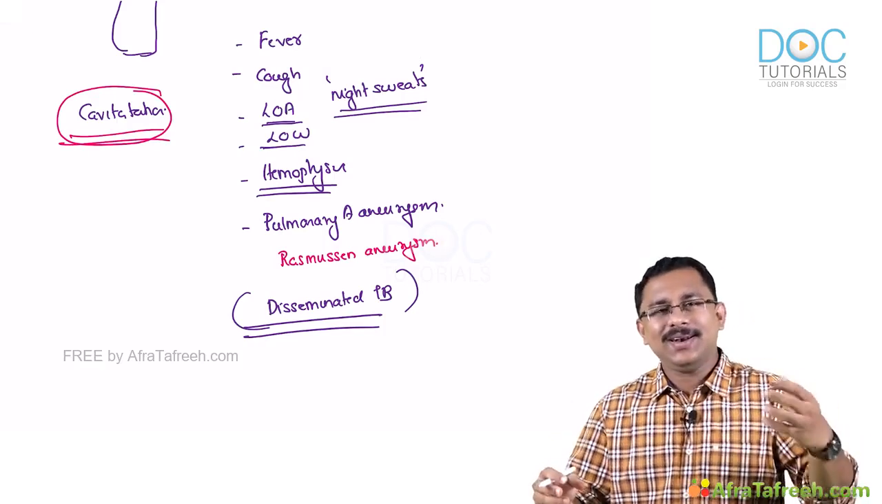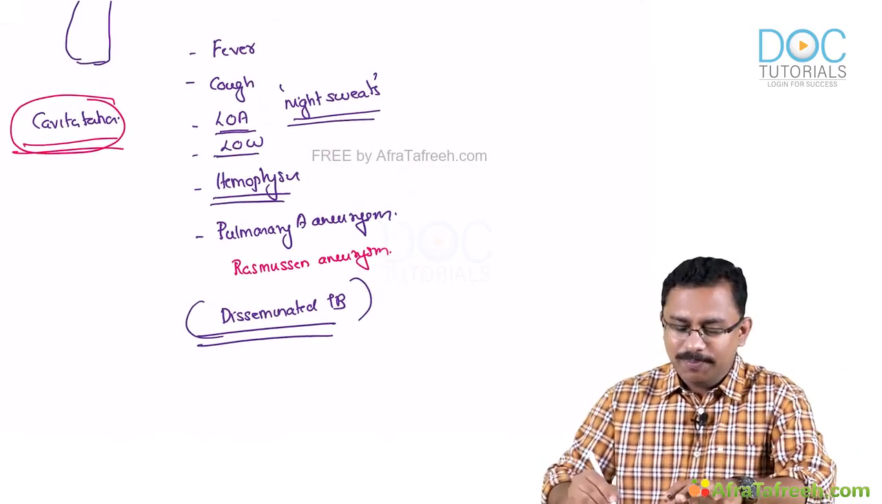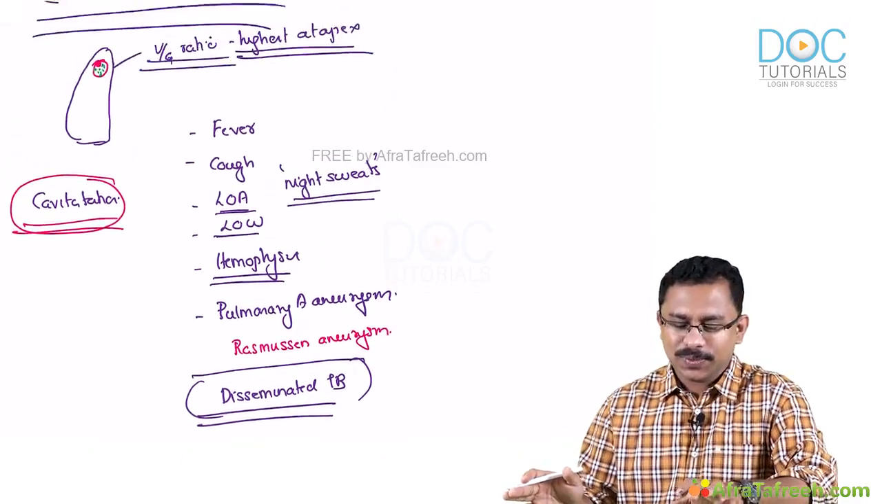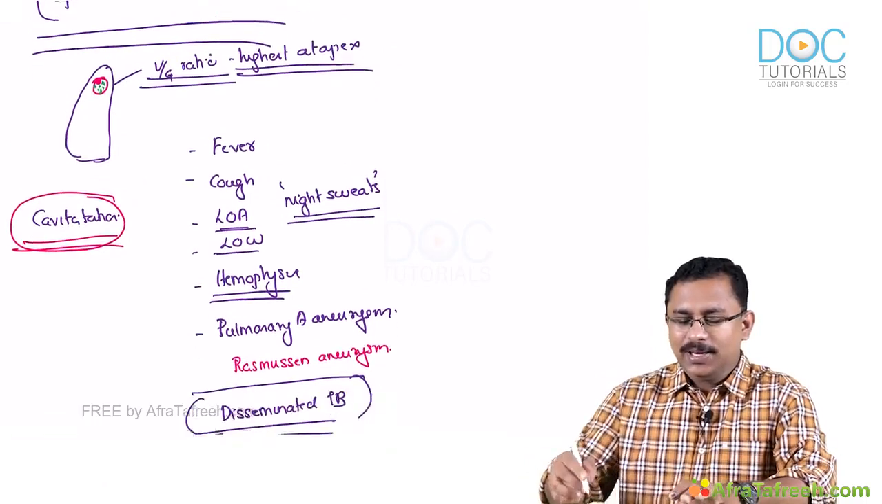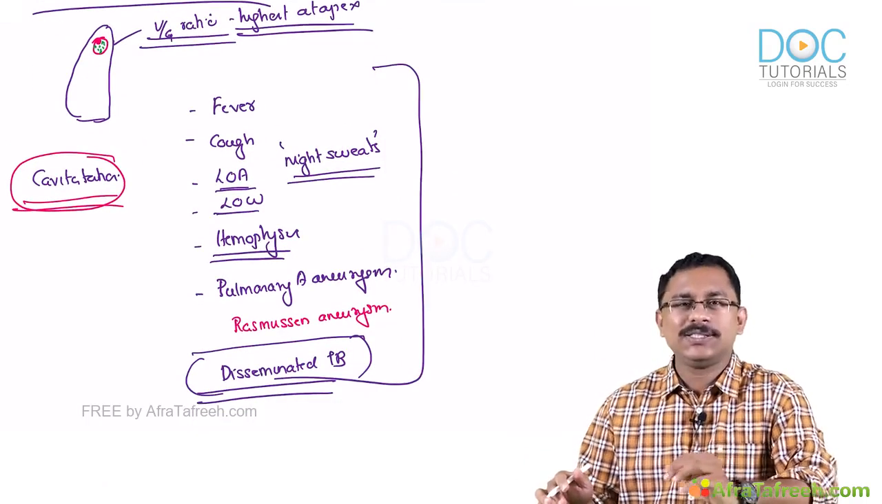The organism can seed into the other lung as well. Okay, so that is also very important. So you can develop a disseminated tuberculosis also. So this is how an individual would manifest with a secondary tuberculosis.